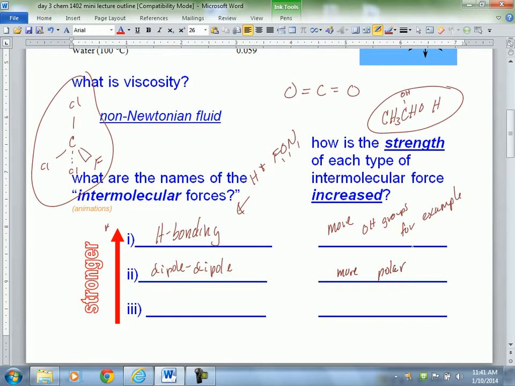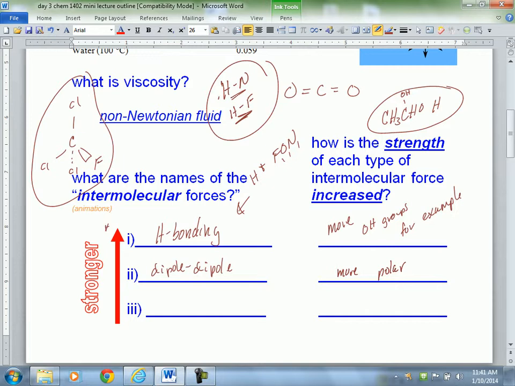How can you make a bond more polar? The E word: electronegativity. Make the electronegativity difference even bigger, right? Like HN versus HF. Which one is a more polar bond? HF, because F is the most electronegative out there. Exactly. So this is more polar than that one.